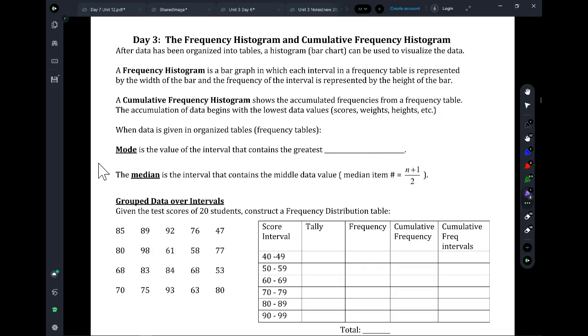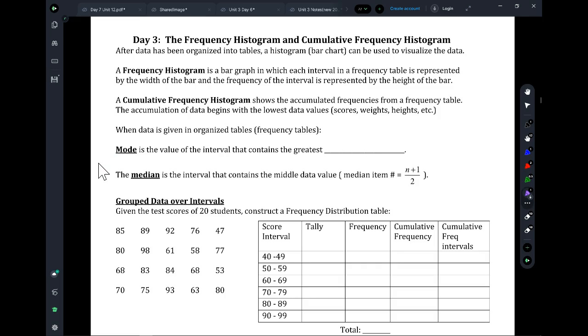Today we're going to be talking about frequency histograms and cumulative frequency histograms. So this is one of our options. We've already done box and whiskers, we've done dot plots. Today we are going to be organizing them into certain types of tables. Now they are not bar graphs.